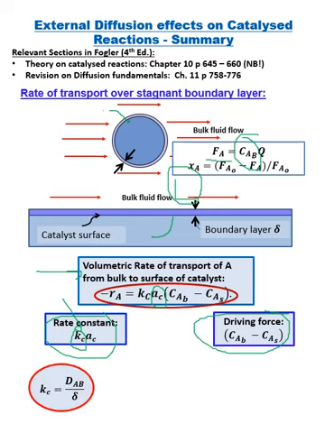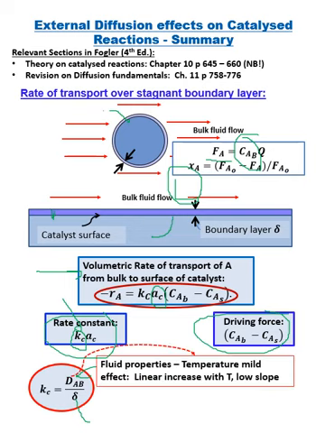Kc, our external diffusion rate constant, depends on the properties of the fluid, the diffusivity, for which we have different correlations that we can use to calculate it, and on the thickness of my boundary layer, that little thickness over there. So which factors affect how fast, or the extent of, that rate constant? How can we make it bigger so that we've got a faster rate of external diffusion?